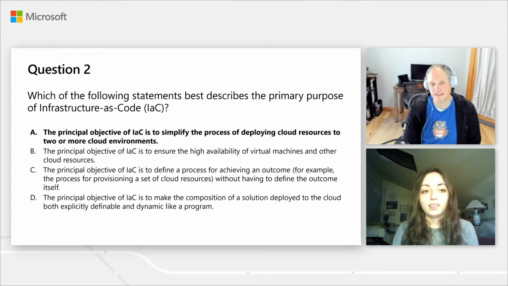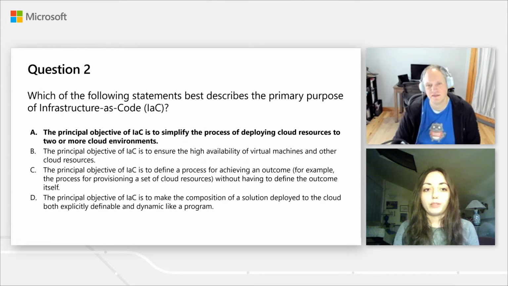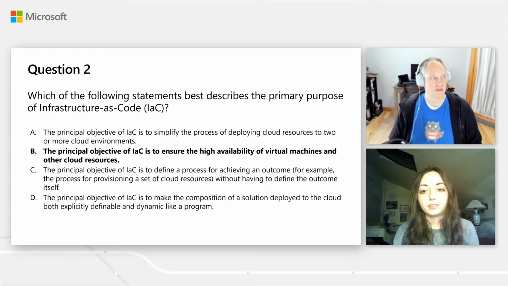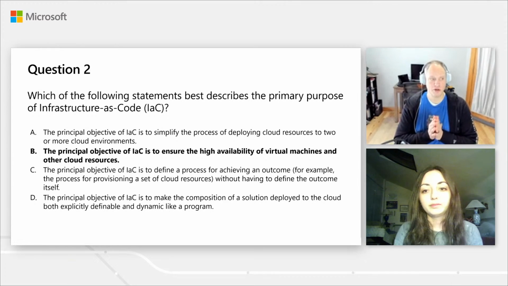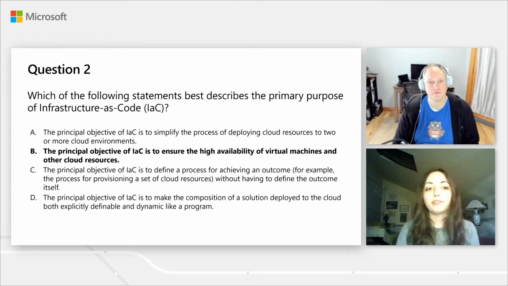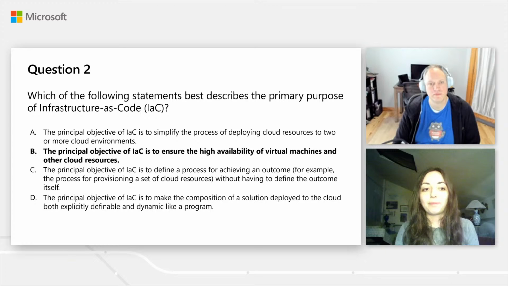What do you think? Yes, some infrastructure as code tools can be used to deploy a resource to multiple cloud environments, but I don't think that this is the primary purpose of infrastructure as code. Okay. Well, let's take a look at B. The principal objective of infrastructure as code is to ensure the high availability of virtual machines and other cloud resources. So availability is very important in a cloud computing environment, but infrastructure as code tools do not address availability.